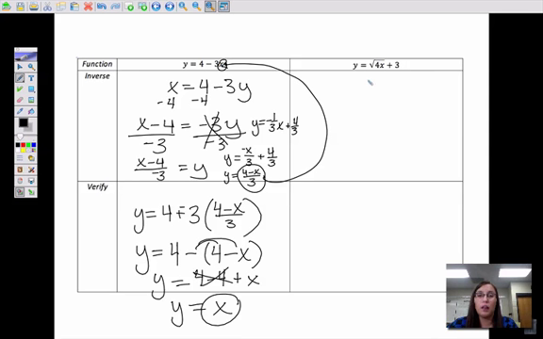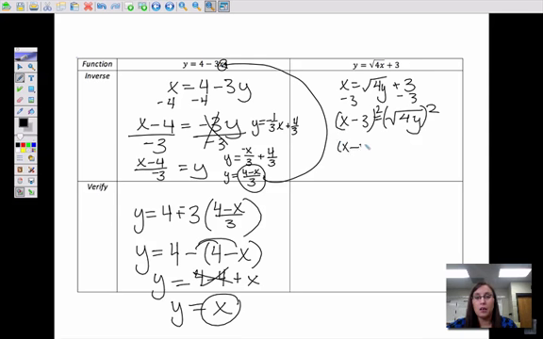Same thing on this one. We're going to flip-flop. X equals the square root of 4y plus 3. Solving for y, I'm going to start by subtracting 3. And then to undo a square root, I'm going to square each side. So I'll have x minus 3 squared equals 4y. And then divide by 4. And I'll get y equals x minus 3 squared divided by 4.